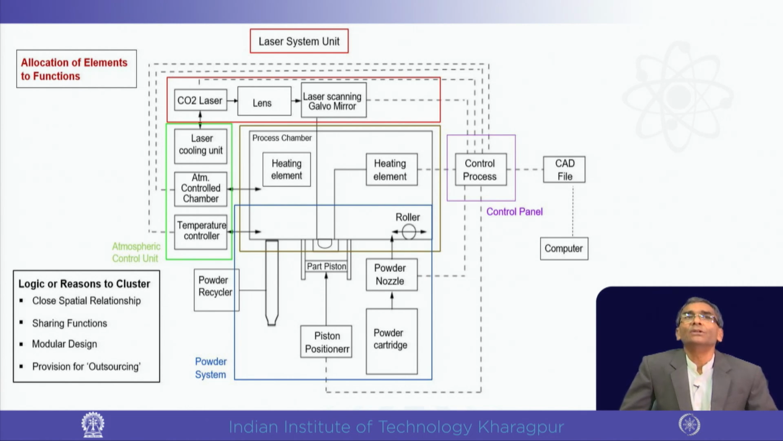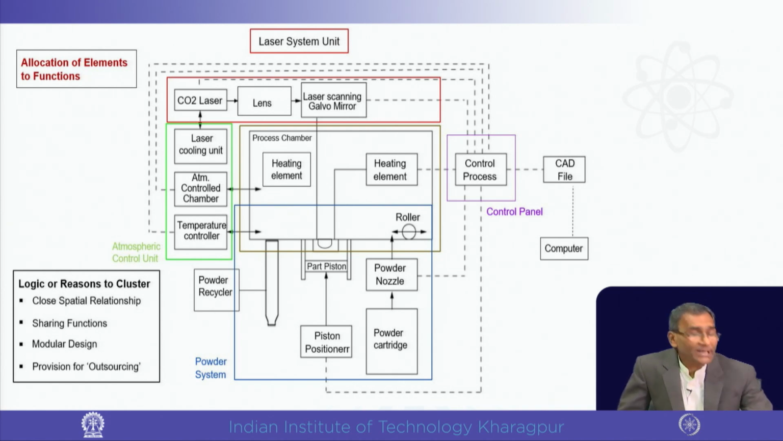The green block you see is the atmospheric control unit. Similarly, there is a brown box which talks about the process chamber, then below that, with a blue outline, all the parts are related to the powder system, and then on the right is the control system or control panel. Basically, these are 5 major chunks or subsystems or modules.